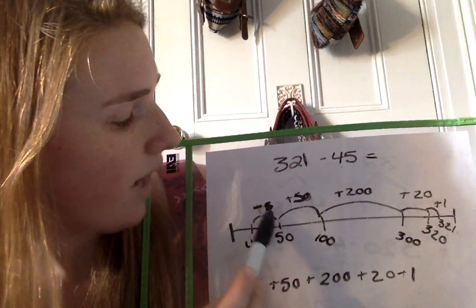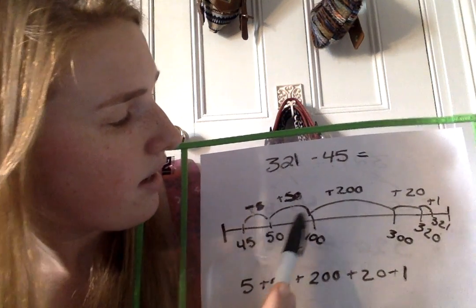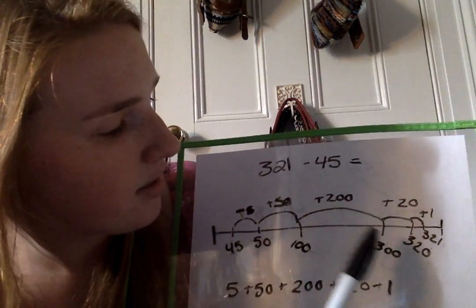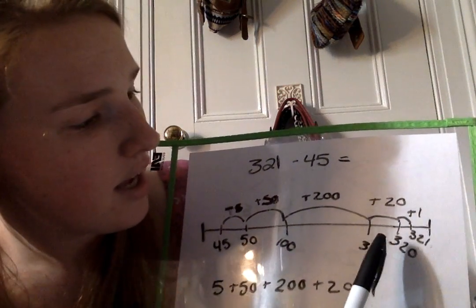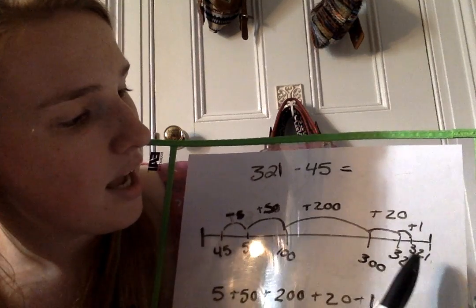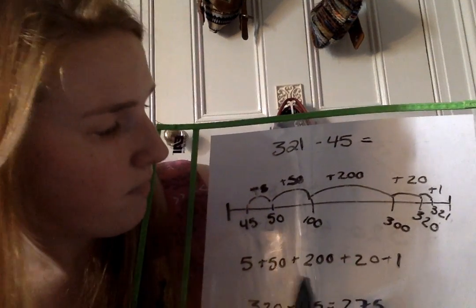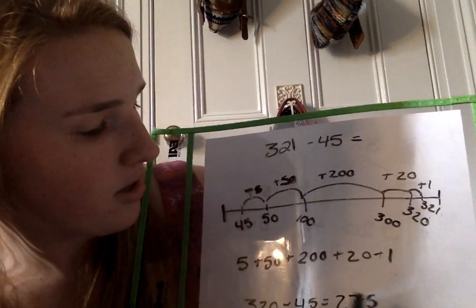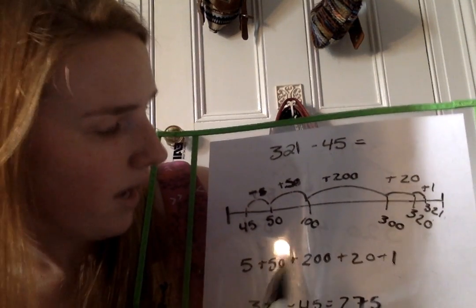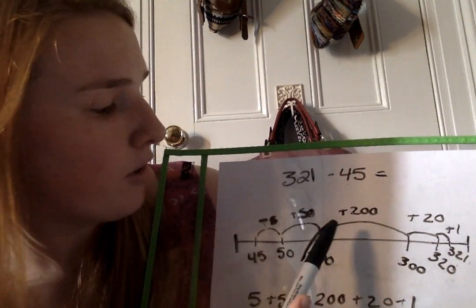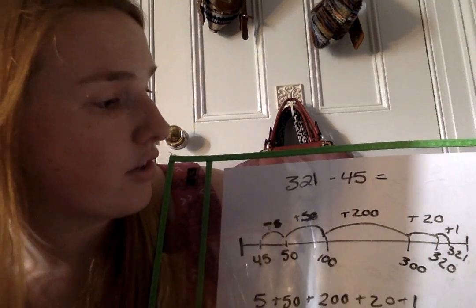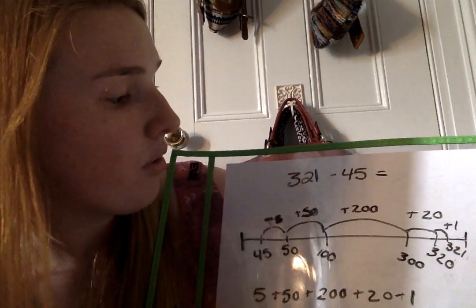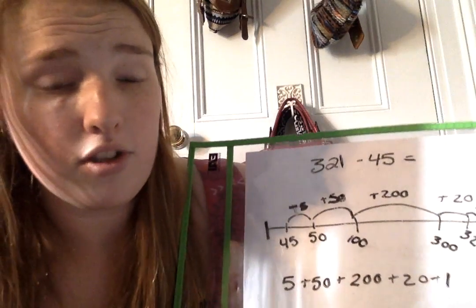And then I added 5 to 45 to get 50, then 50 to get 100, then 200 to get 300, and then 20 to get 320, and then one more to get 321. I then add up all my add-ins up here to get 275. All these numbers are multiples of 5, 10, 100, or 1, so they're easy to do mentally once students conceptually understand it.